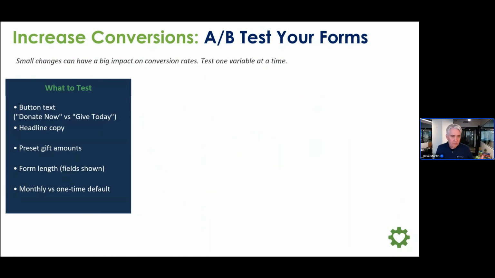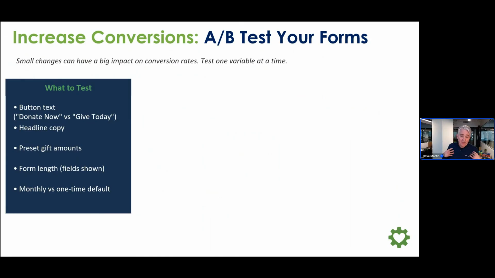But you could test your button text, donate now instead of give today. You could test the headline copy on the donation page, one thing at a time, right? Maybe you're testing the preset gift amounts of $40 that Charity Water had, or should we try 47 and see if we get more money, right? The length of the form, how many fields are you requiring?